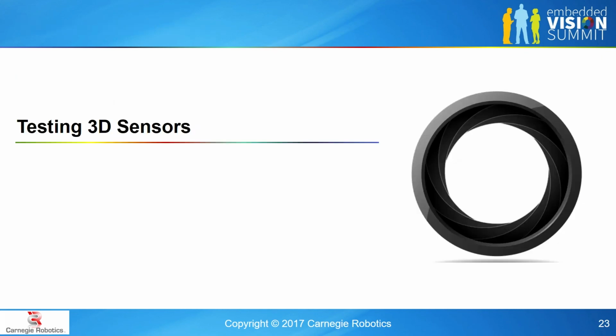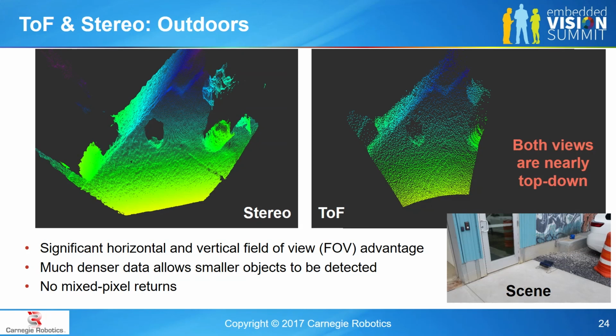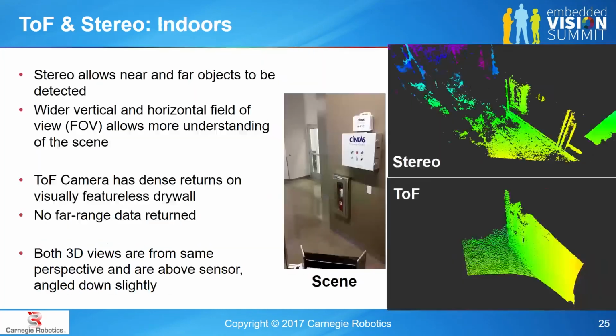So now I'm going to get into a little bit more quantitative results on some of these systems and showing a few different comparisons and edge cases between them. First, this is time of flight and stereo outside our building. These views are basically top down on the scene that you see here, which is a little foot scrubber and concrete pad and gravel. And you immediately see the difference in fields of view, in density between these two different sensors. And you also see that the time of flight camera has this sort of draping mixed pixel return issue on the edges of objects, while the stereo system does not. You also see much more of the wall surface and into the roll-up door on the left-hand side of the scene with the wider field of view stereo.